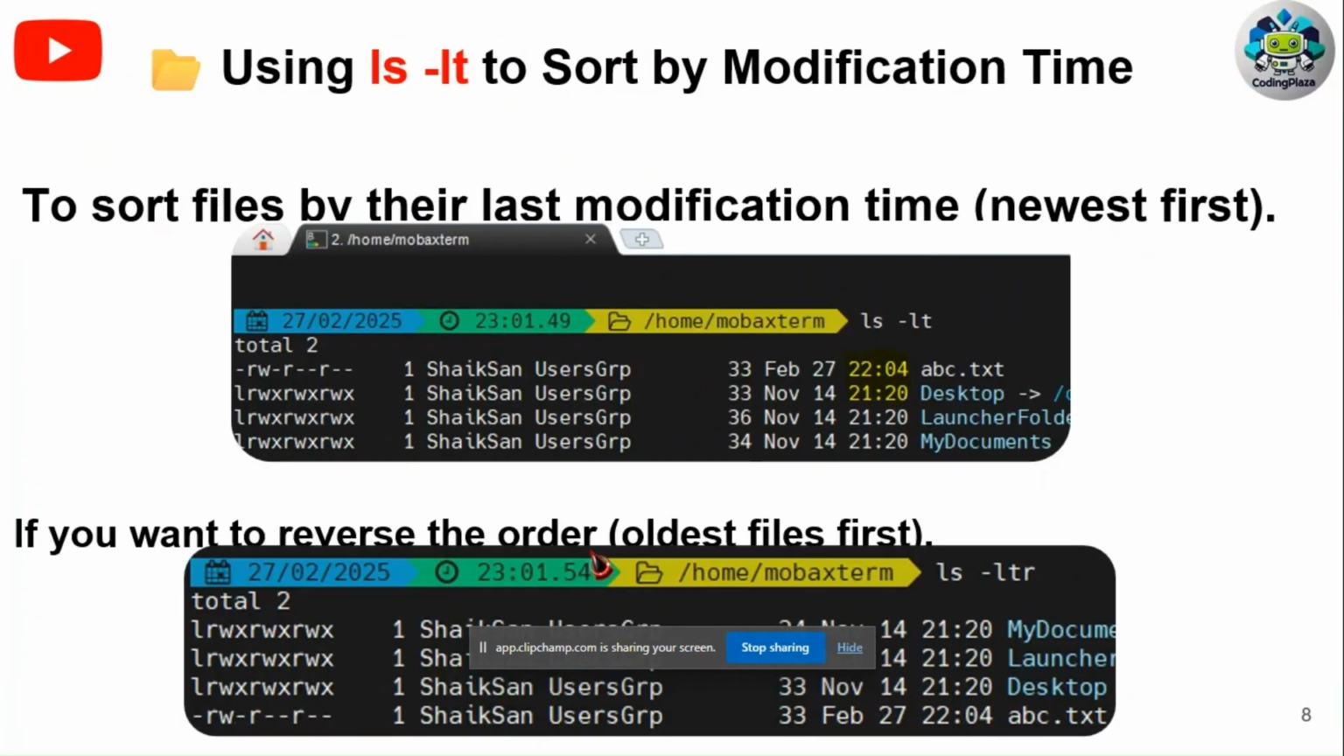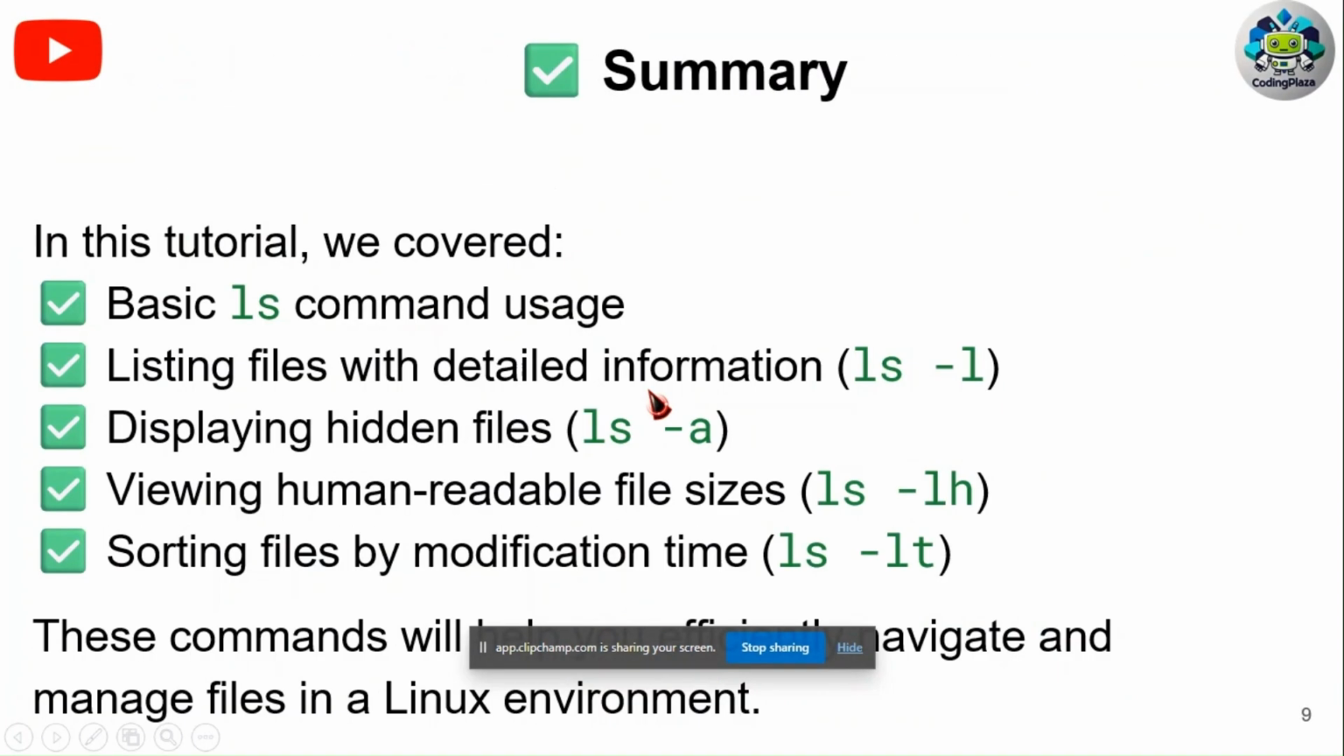Okay, so what is there to cover? Then summary. I hope you guys got some basic knowledge about listing the files. I hope these are the final commands available in Linux. In this tutorial, we have covered the basic ls command usage and listing files with detailed information, displaying hidden files, viewing human readable file sizes, sorting files by modification time. These commands will be helpful to efficiently navigate and manage files in your Linux environment.